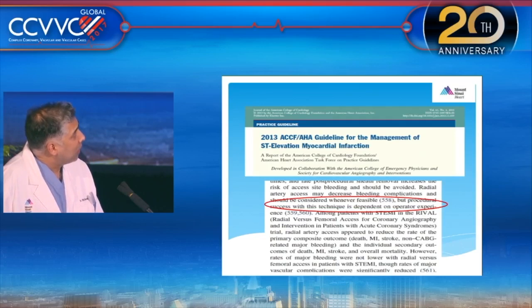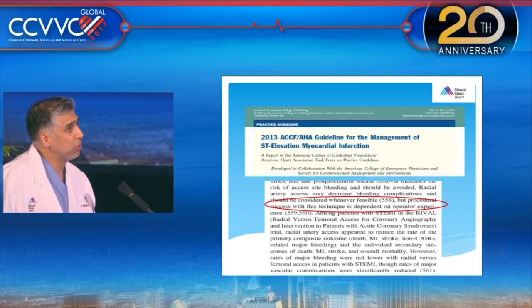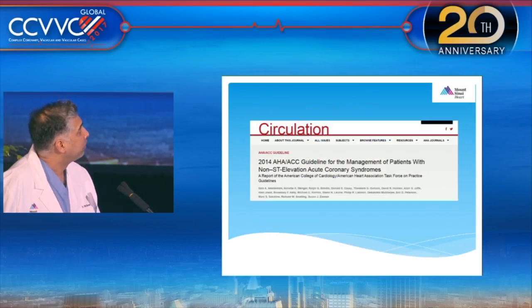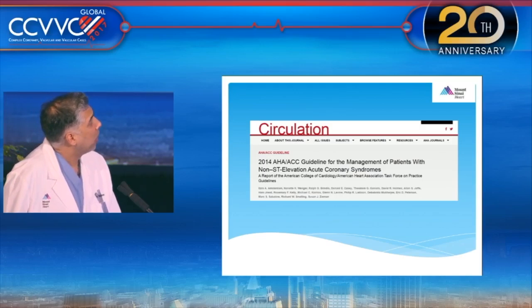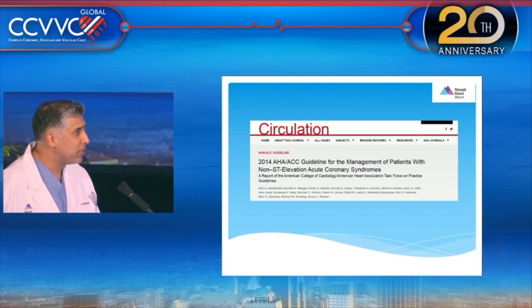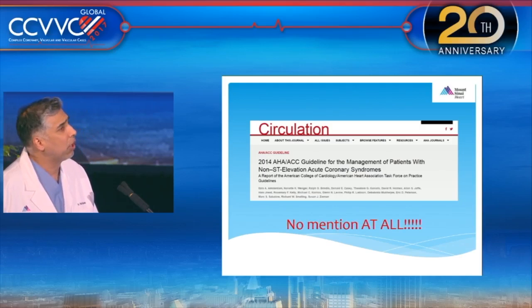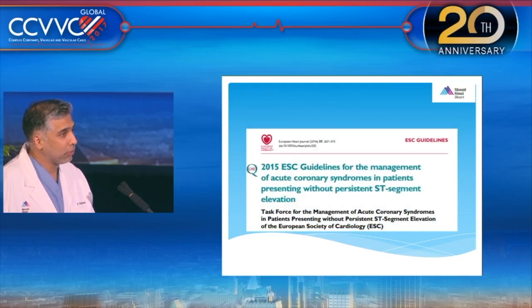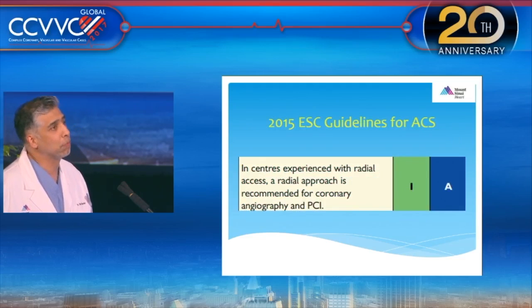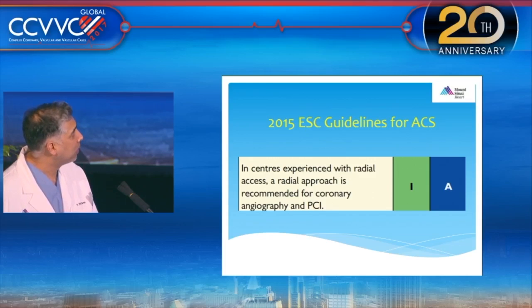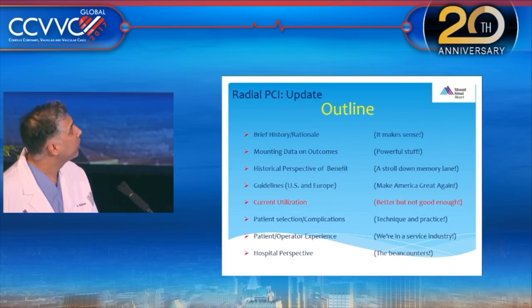How about for STEMI? They don't give a formal recommendation in America. They just say it should be used when feasible in experienced centers. So very soft wording. As far as radial for other acute coronary syndromes, non-ST elevation MIs, it's not even mentioned at all, which is really concerning given this huge amount of significant data. In Europe, however, they have, I think, appropriately incorporated this data into their guidelines and have given radial the strongest possible recommendation, a class 1 level of evidence A, but they did limit it to experienced centers.